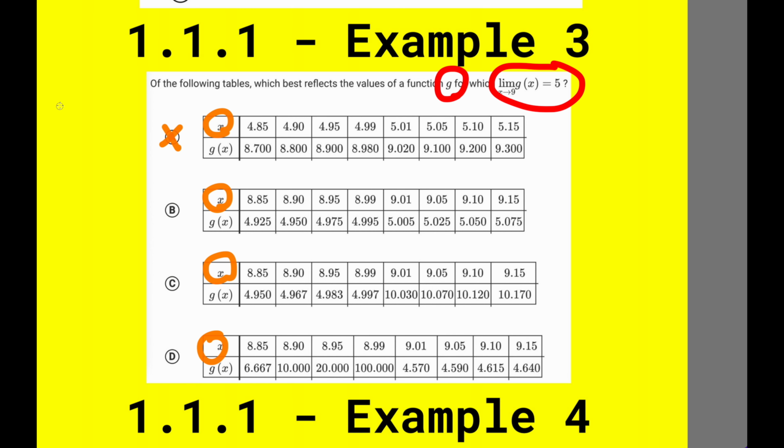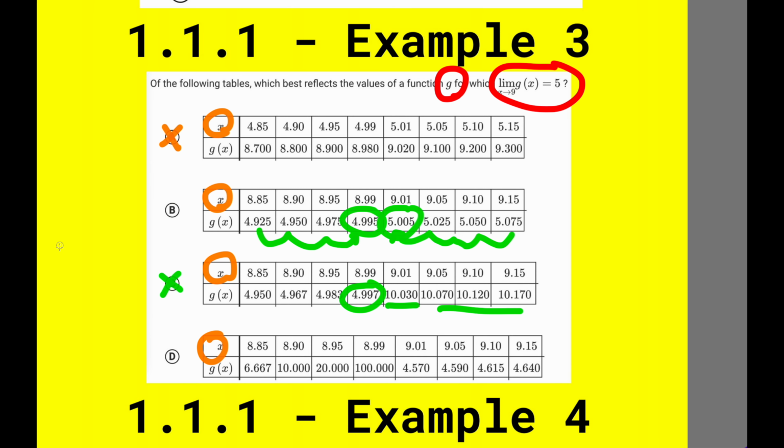It's definitely not A. So let's look at B. It's approaching 5 here. Here it's approaching 5 on one side and then 10 on the other, so that's definitely not it. This one, you can see it's getting closer and closer to 5. This one's got 10 in it, so it's definitely not C.